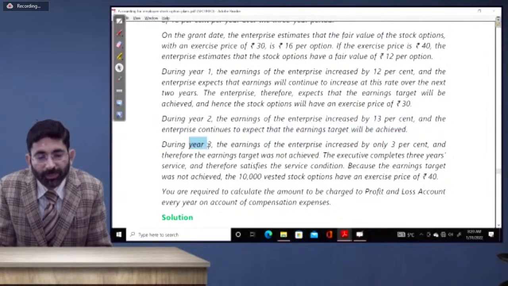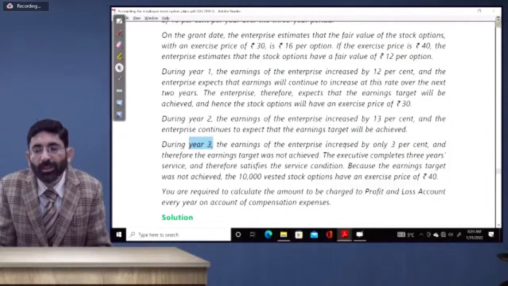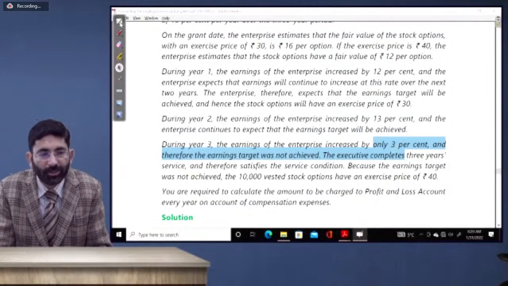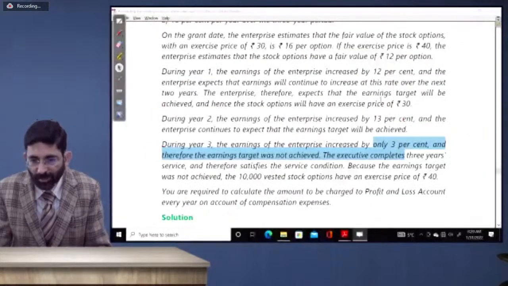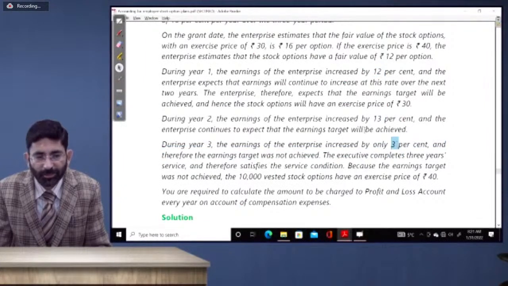During the third year, the earning increased by only 3%. Now, what is the average earning? For the first year it was 12%, the second year it is 13%, and the third year it is 3%.